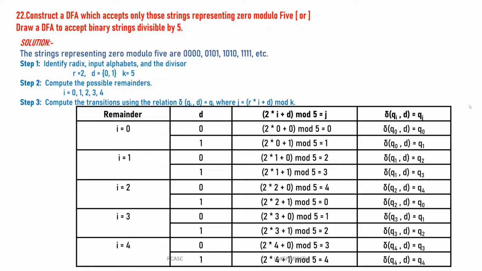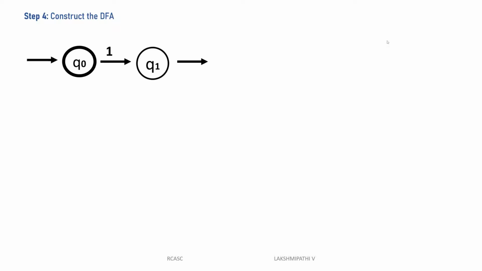Then I will go to constructing the DFA. First we take the Q0 state. Here we clearly mention that Q0 of 0 is Q0, and Q0 of 1 is Q1. Then Q1 of 0 is Q2, and Q1 of 1 is Q3.